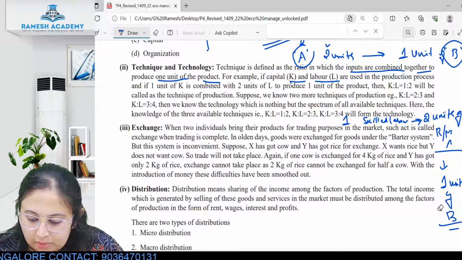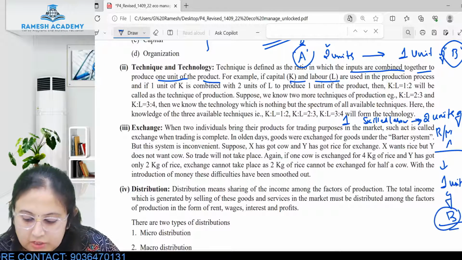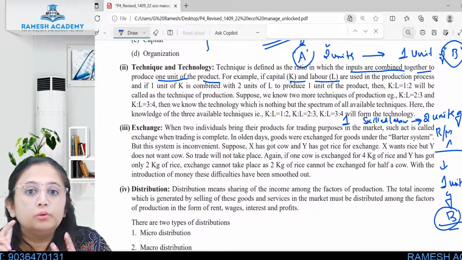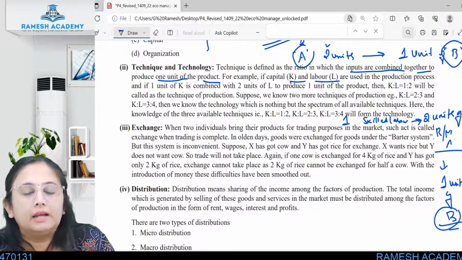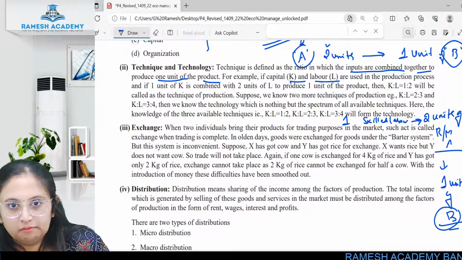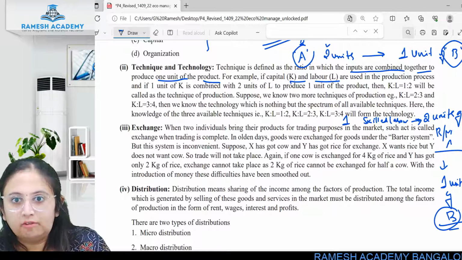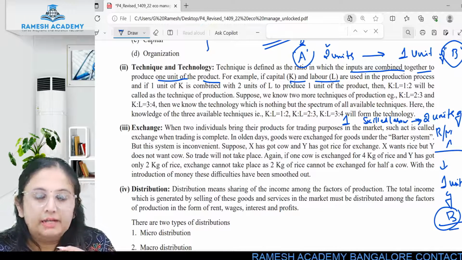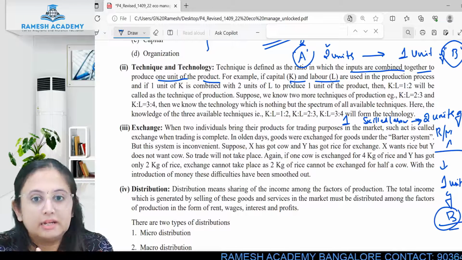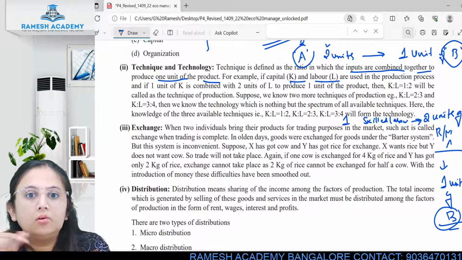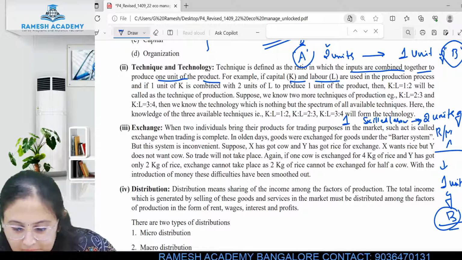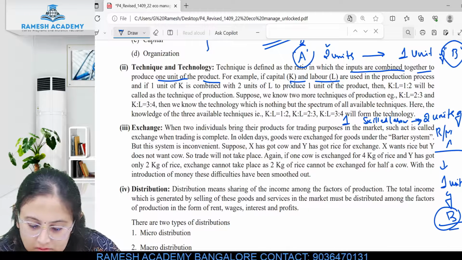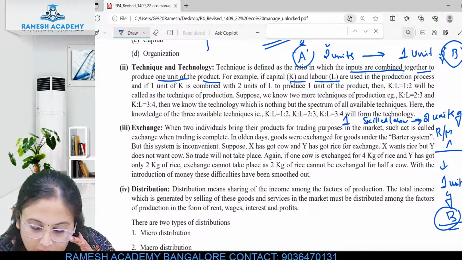This is my finished product. So in order to achieve this finished product, I need 1 skilled worker and 2 units of raw material A. So this is the technique. That means to achieve an output, 1 unit of output, what all I require, how much capital I need, how much labor I need, or how much raw materials I need. All these things are called technique or technology. So next, we will go to exchange.